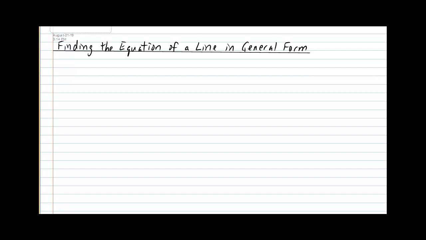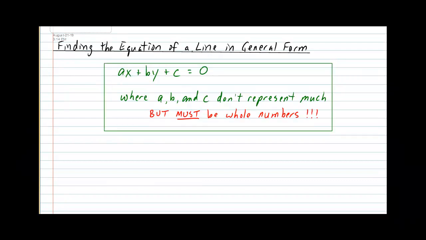The general form for the equation of a straight line has the following format. ax plus by plus c is equal to 0, where a, b, and c don't really represent much, but, and it's a very, very big but, they must always be written in whole numbers. And if they're not, I will show you how to fix that in one of our examples.